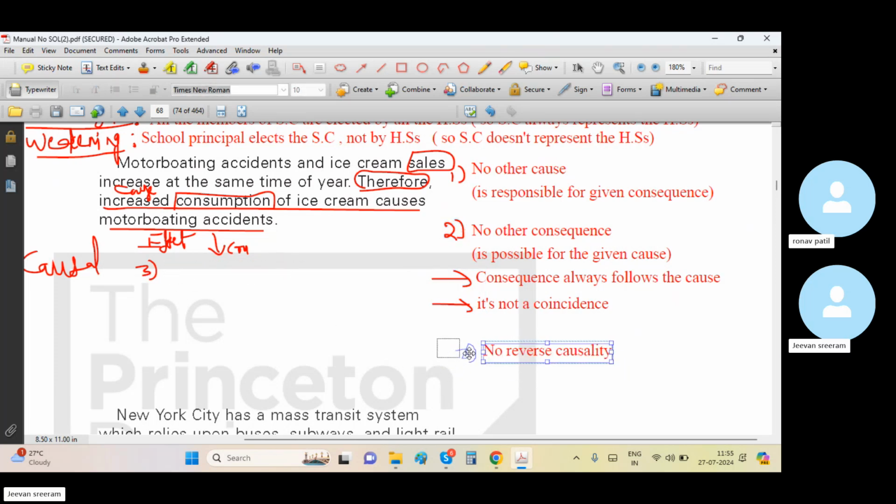These are the assumptions for any argument of causal pattern. You should be able to remember them, and if you come across any argument revolving around cause and effect, you should be able to recollect these generalized assumptions instantly and write the corresponding assumption. Okay?